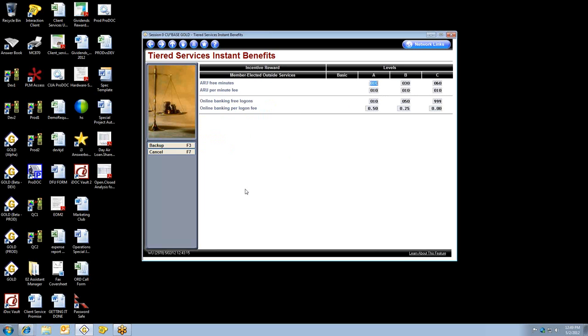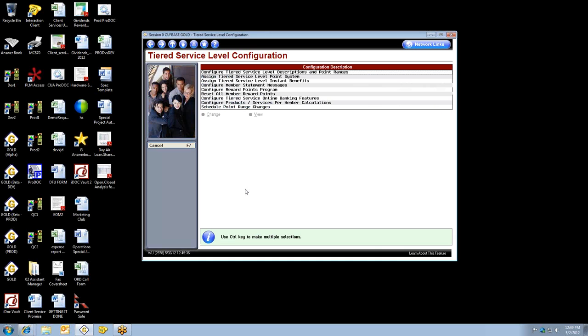Go ahead on to the next screen. This would be for CU Talk Minutes or It's Me 247. Haven't seen many credit unions charge for either of those services. You do have the ability to charge for those services, and then you can award a certain number of logons free, etc., or you can just leave it all blank. And those are all the instant benefits that we have for our tiered service rewards based on the levels that are configured.